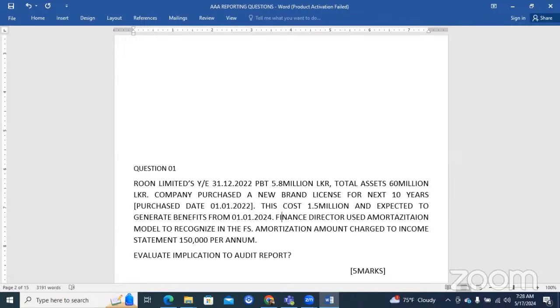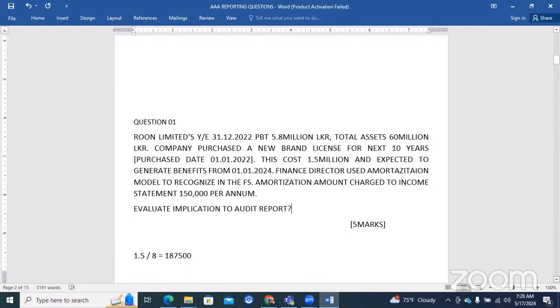But if you hold that brand or license for 2 years and only then utilize it, there is a problem. Why? Because IAS 38 says we can commence amortization from the date economic benefit starts to be derived. So the finance director used the amortization model to recognize it in the financial statements. The amortization charged to the income statement is 150,000 per annum. So what is the impact on the audit report?